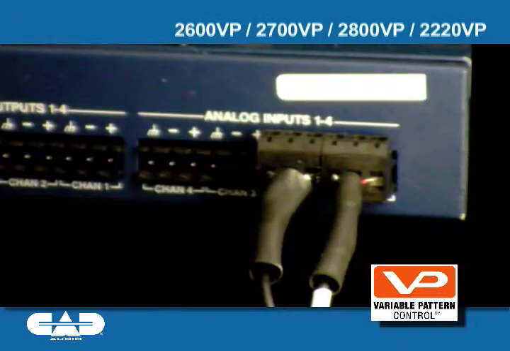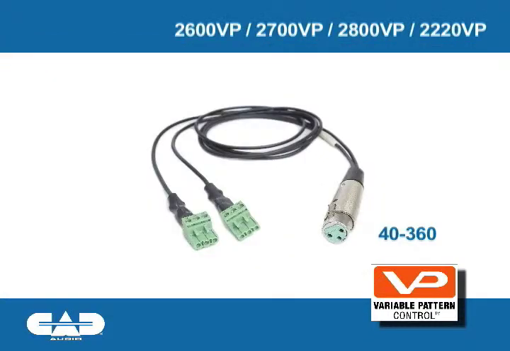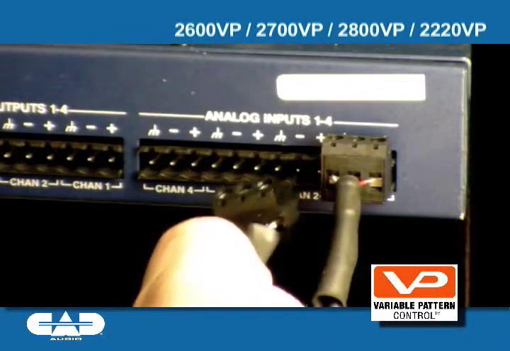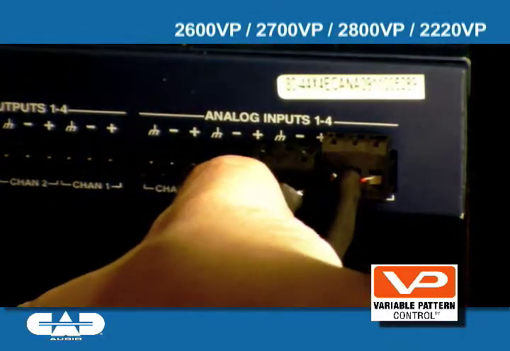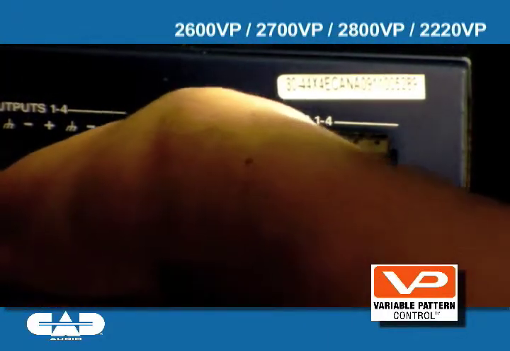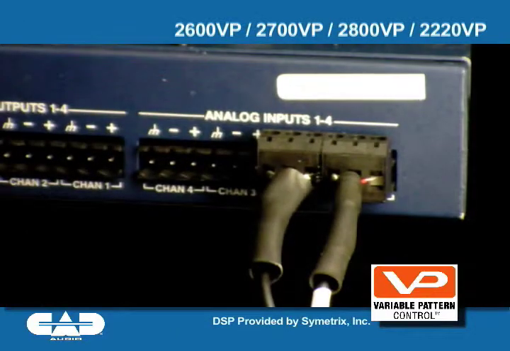On the back of our DSP, we're going to utilize two discrete inputs. So using our cable, the 40-360, I go ahead and find the correct pinout and assemble it properly, and then go ahead and plug in both channels into my DSP.